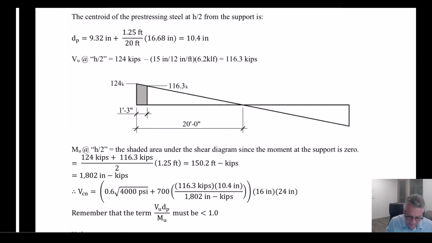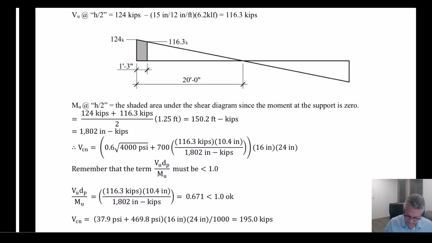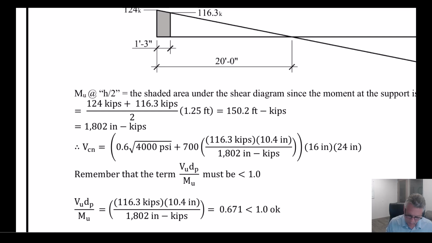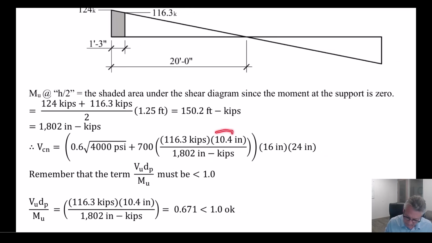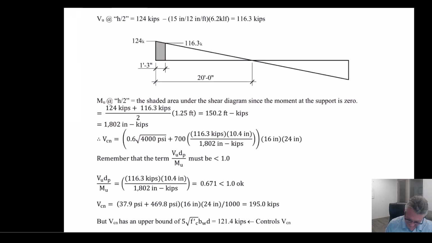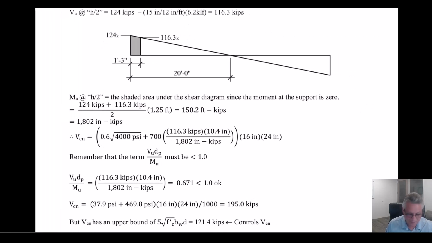And remember that dP I calculated at h/2, and that's 10.4 inches. So it was 9.32 at the support. It's actually growing a little farther from the compression face as we get over to h/2. So that's really all we needed. We know we have 4,000 psi concrete, and we plug all that in, multiplied by, remember, this was dP, this is D. So not the same in this equation. In VCI and VCW, they will be the same.